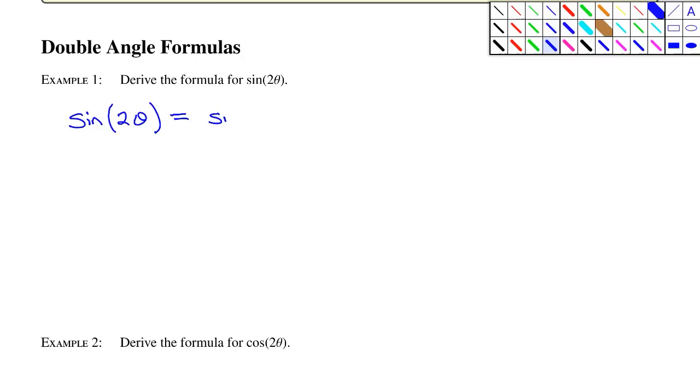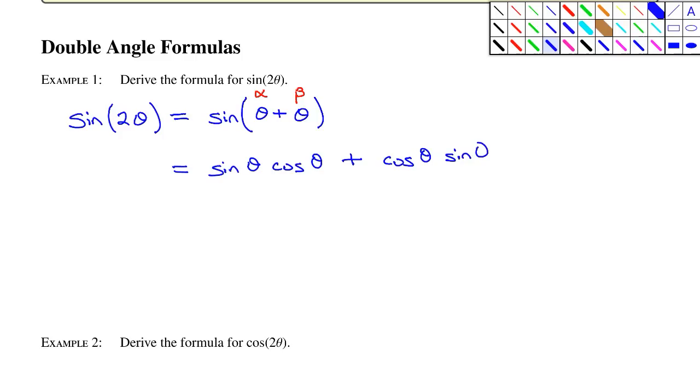So what we can do here is say that 2 theta is really just theta plus theta. And now we have the sum formula. I'm going to let alpha be the first theta and beta be the second theta. So that would be the sine of alpha, that's theta, times the cosine of beta, that's theta, plus the cosine of alpha, that's theta, times the sine of beta, which is theta.